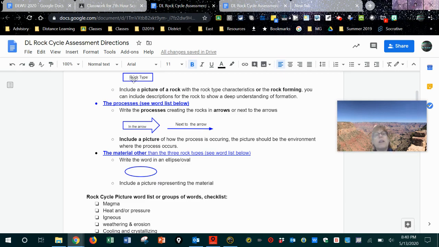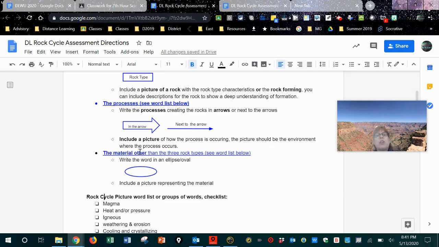So whatever rock type you have in this rectangle, you need to have arrows going into it to show how that rock could form. And those either are written inside the arrow or next to the arrow, like the 2 examples. Include a picture of how the process is occurring. So you might show a location on Earth where that particular process is happening. And if you get kind of stuck, you might want to watch the Bill Nye video because he shows a lot of examples of how each rock might form. So that's where you would have the environment.